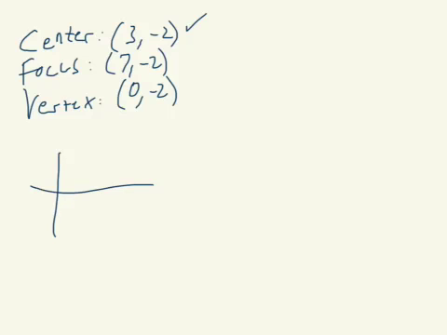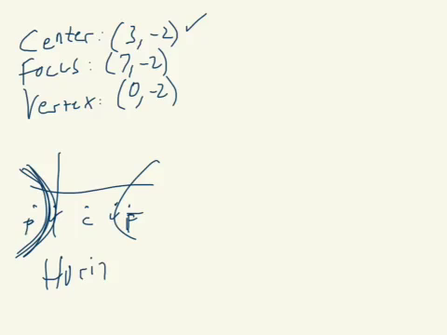This is my ugliest sketch I can do, which is not hard with this stylus. 3, -2, there's your center. 7, -2, that's a focus. 0, -2, that's a vertex. What's going on here? The only explanation that makes sense is that the center is the midpoint of the vertices, so there must be another vertex around here, and another focus around there, and the hyperbola looks something like that. So this is enough to tell me it is horizontal.